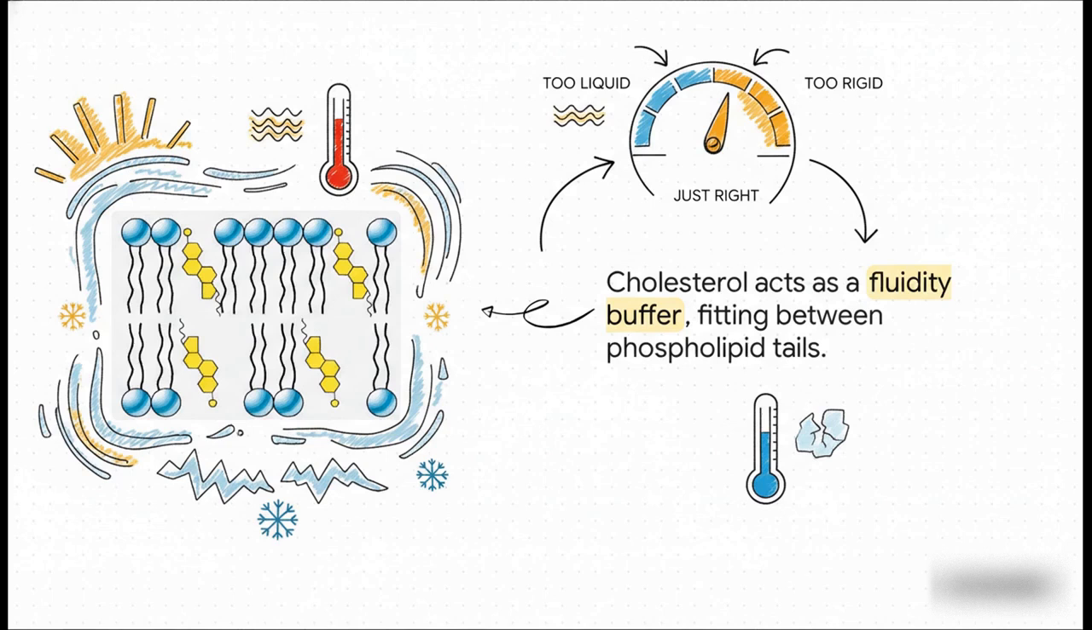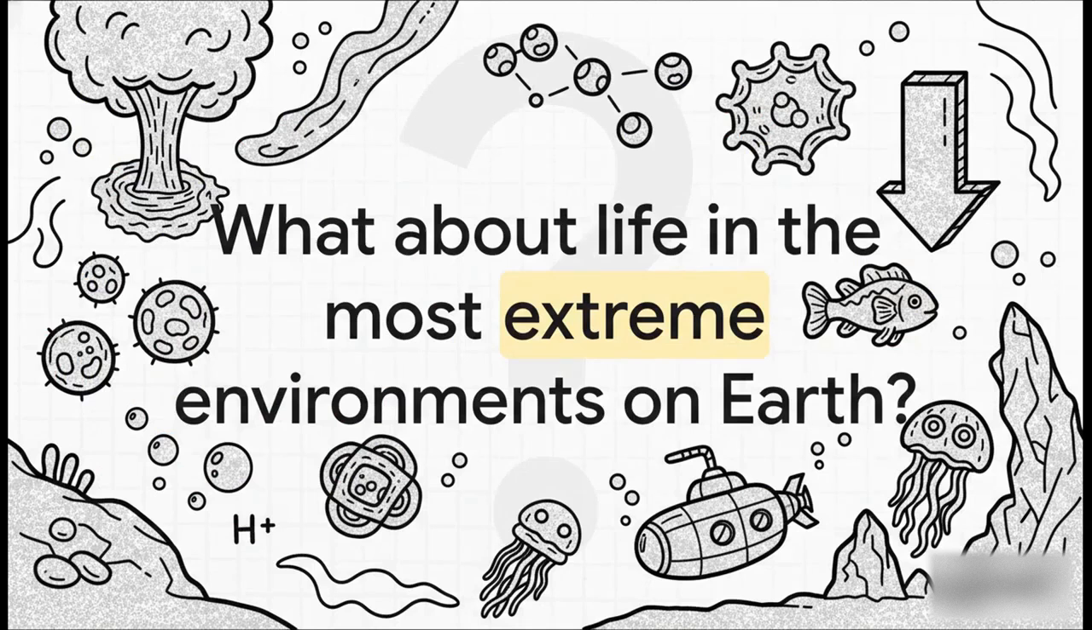Cholesterol's job is basically to be a fluidity buffer. It wedges itself right in between the phospholipid tails. Now, if things get too hot, its bulky shape gets in the way and keeps the membrane from turning into a sloppy mess. And if things get too cold, it prevents the tails from packing together and freezing solid. It's like the Goldilocks molecule. It keeps the membrane's fluidity just right. That's pretty clever, but nature can do even better.